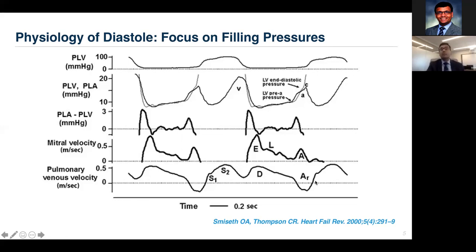With increasing LV diastolic filling pressure, which leads to reduction in operative LV compliance, there is another phenomenon which becomes important, and that is the atrial reversal flow becomes more and more prominent. And this is, in fact, a very specific feature to suggest elevated filling pressure. And the duration of the atrial reversal flow is an important metric to calculate for understanding the presence of elevated filling pressure.